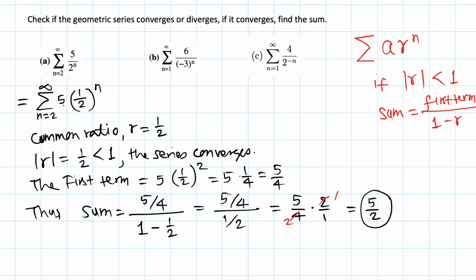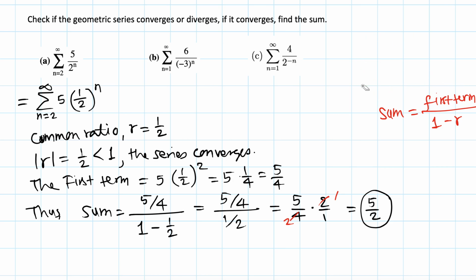Do not blindly assume this is your first term, a equals 5. That's not the first term. That would be the case if this series started at n equals 0, but don't assume that. The first term you need to find by evaluating at n equals whatever this starting number is, in this case 2. Okay, let's do part B.